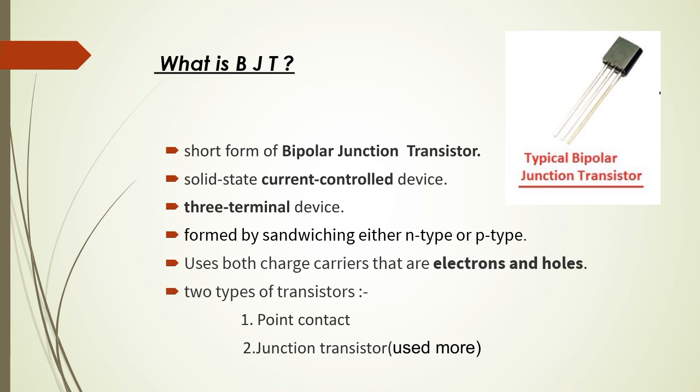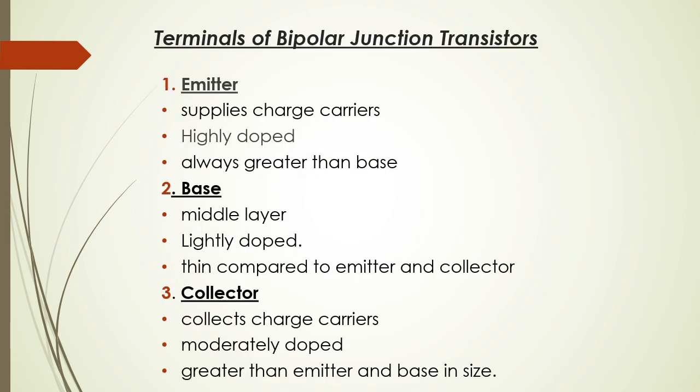The two types of transistors are point contact and junction transistors, and we use junction transistors more. Then, what are the three terminals of bipolar junction transistors? First one emitter, then base and collector.